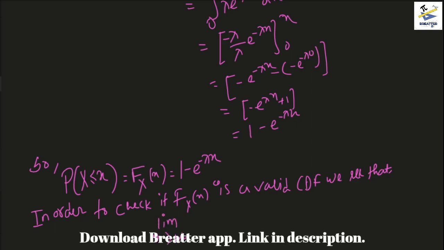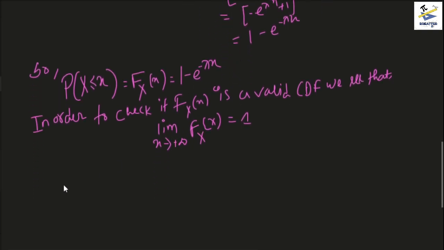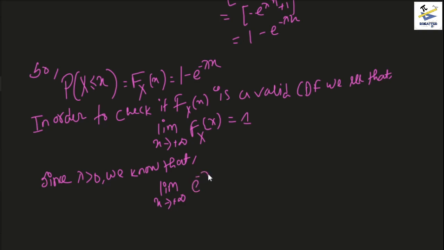We need to check that as x tends to plus infinity, F of x is equal to 1. Now this is true because since lambda is greater than 0, we know that the limit as x tends to infinity of e to the power minus lambda x equals 0 when lambda is greater than 0, right?